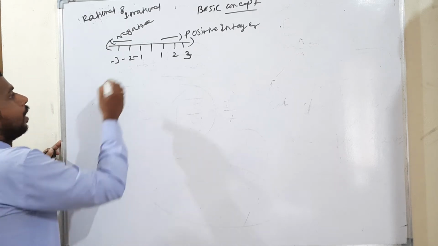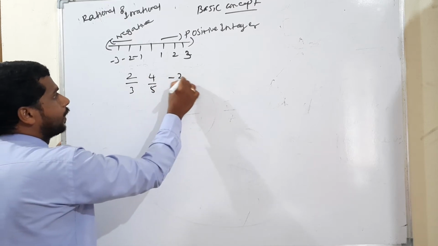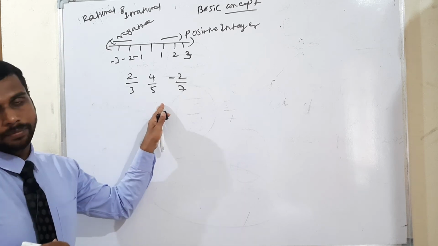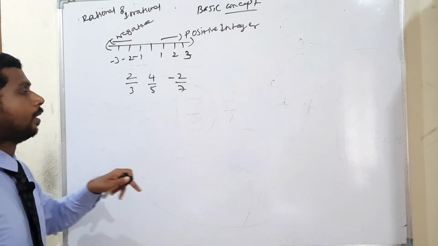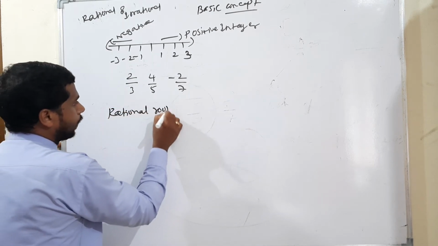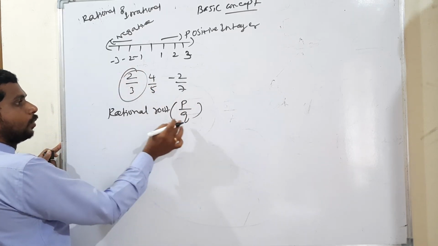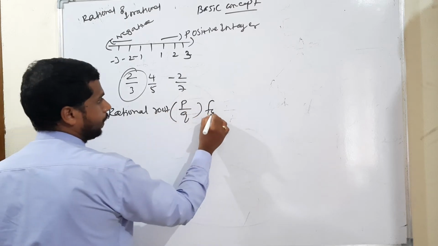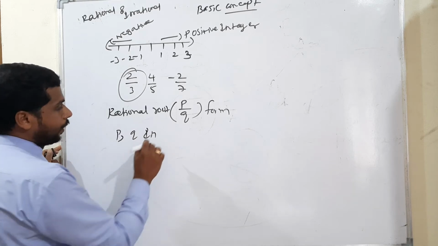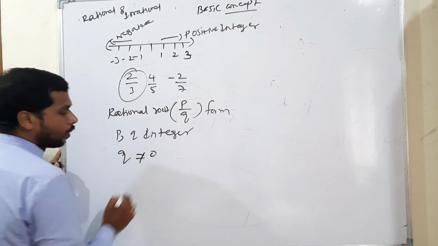So rational numbers depend upon integers. For example, countable numbers like 2 by 3, 4 by 5, negative 2 by 7. See, this type of number is in fraction form, but it is a rational number. So simply we can say a rational number is always of the form P by Q. If we consider the first one, P is equal to 2, Q is equal to 3. P by Q means P comma Q are integers, whether positive or negative, and the main condition is that Q is always not equal to 0.